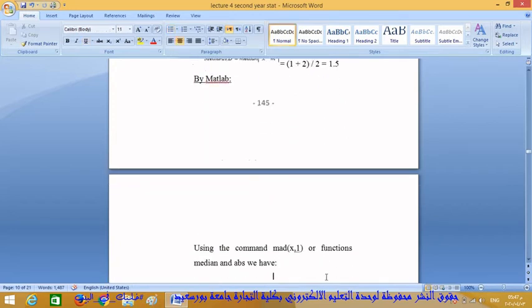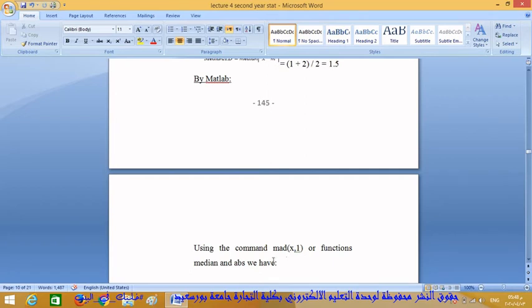By MATLAB, using the command MAD of x and 1. The command MAD of x alone means the mean absolute deviation, not the median. For median absolute deviation, use 1 beside x. Okay?